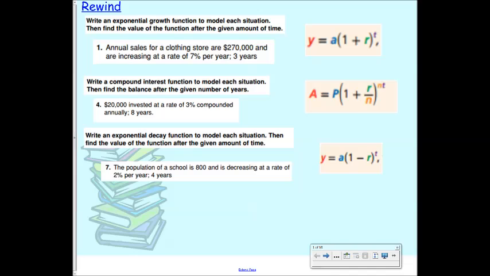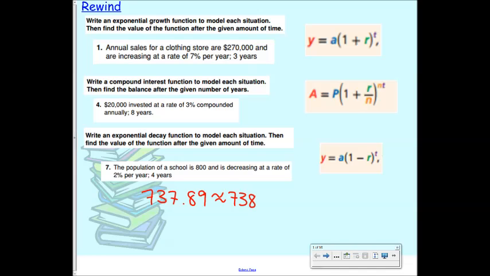I want to talk really quickly about number 7. 7 is a population problem, which means your answer is what? It's a whole number. Why does it have to be a whole number? Because you can't have half of a person, right? So it's 737.89 or something like that. So then that rounds to what? Approximately 738 people.